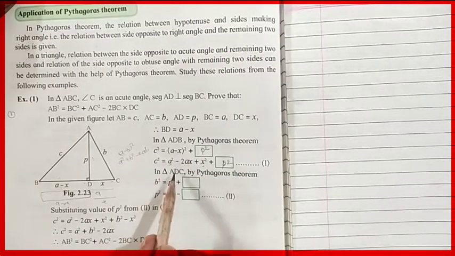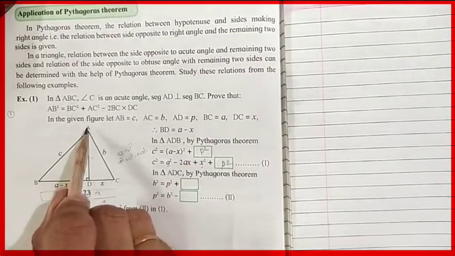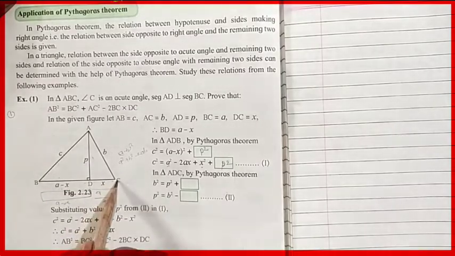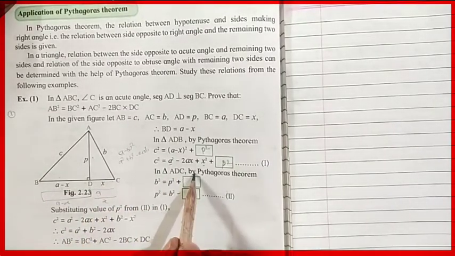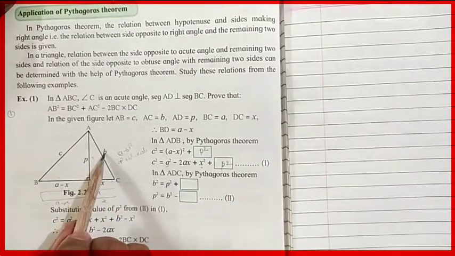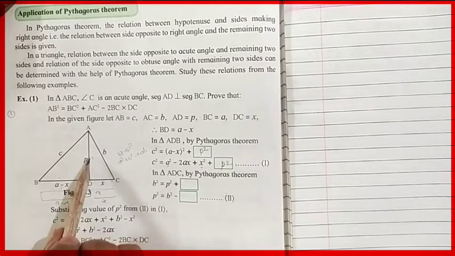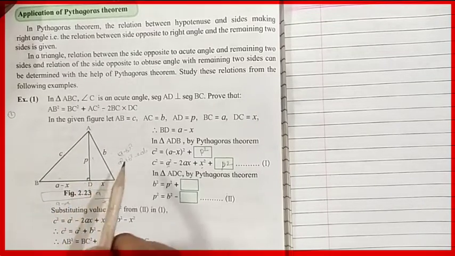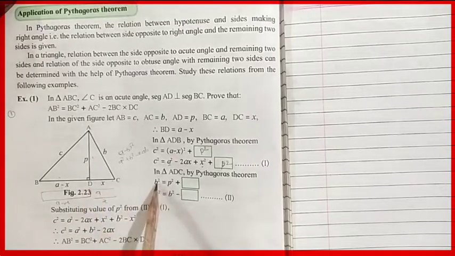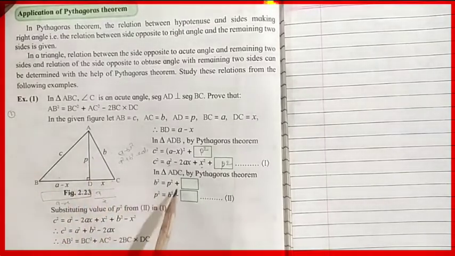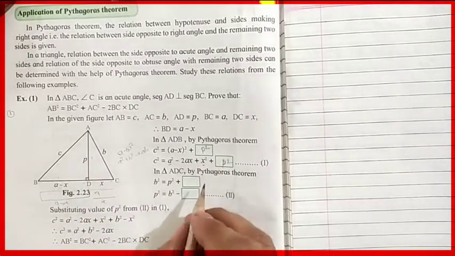Now in triangle ADC, what can we write according to the Pythagoras theorem? The square of the hypotenuse equals the sum of the squares of the other two sides. Therefore b square equals p square plus x square.